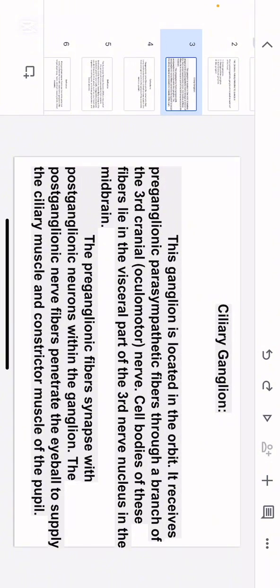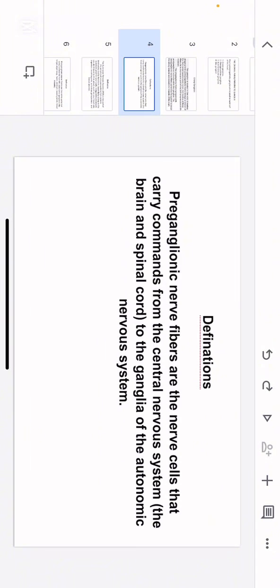You should also know the names of all the cranial nerves and their functions. Cell bodies of these fibers lie in the visceral part of the third nerve nucleus in the midbrain. So its nucleus is present in the midbrain. The preganglionic fibers synapse with the postganglionic neurons within the ganglion. The postganglionic nerve fibers penetrate the eyeball to supply the ciliary muscle and constrictor muscle of the pupil.